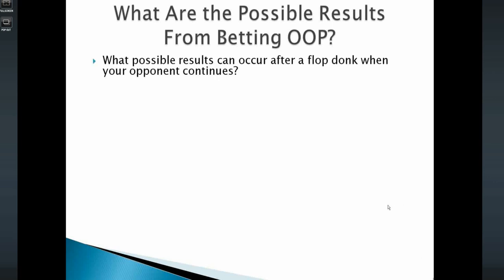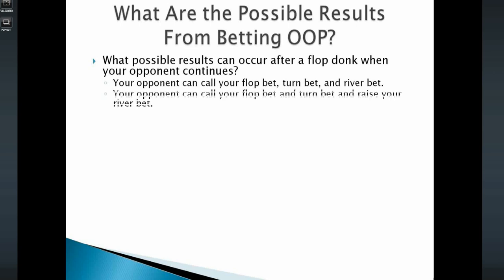What possible results can occur after a flop donk when your opponent continues? Well, your opponent can call your flop bet, turn bet, and river bet. This is going to be one of the most common ways you get to showdown. You simply bet all 3 streets like you would with most of your, if not all your value hands on the flop, and then your opponent decided to call you down because he has a mediumly strong or semi-strong hand as well. Your opponent can call your flop bet and turn bet and raise your river bet.